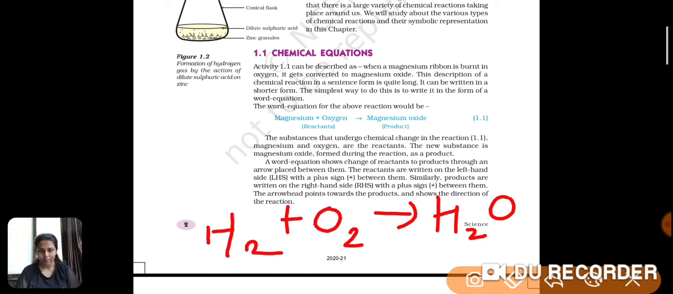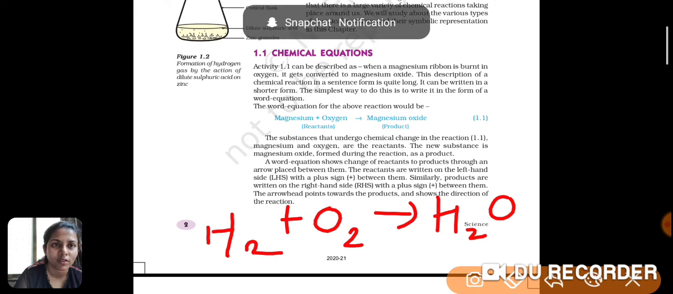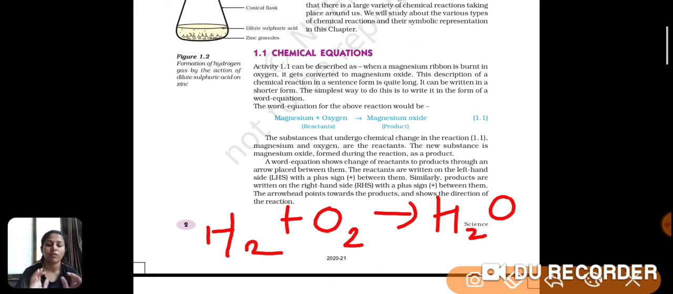So now, what is a balanced chemical equation? Here we can see H2 plus O2 gives H2O. On the reactant side there are 2 atoms of oxygen and on the product side there is 1 atom of oxygen. So this is not a balanced equation. What is a balanced chemical equation?